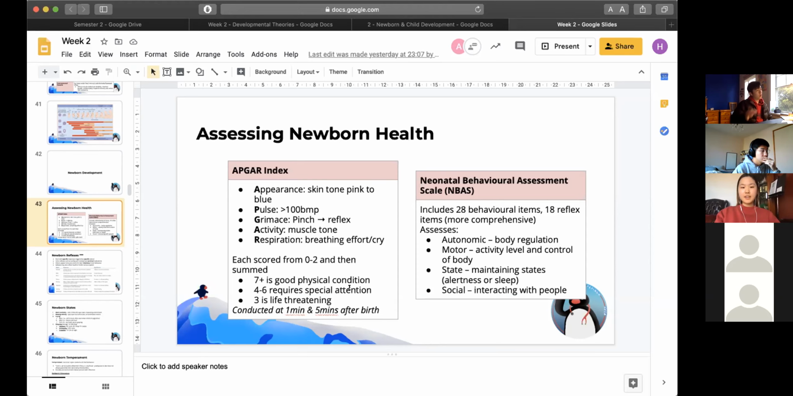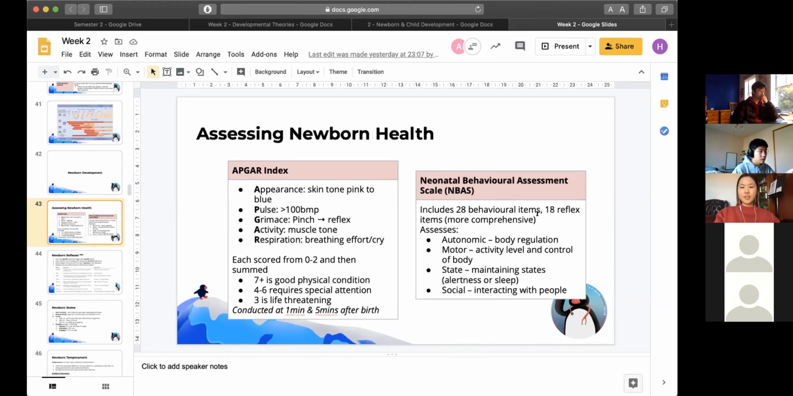So 7 to 10 is good physical condition. That's what we like. 4 to 6 requires special attention, and 3 is life-threatening. So this is conducted 1 minute and 5 minutes after birth. So we just want to check that the baby's okay.